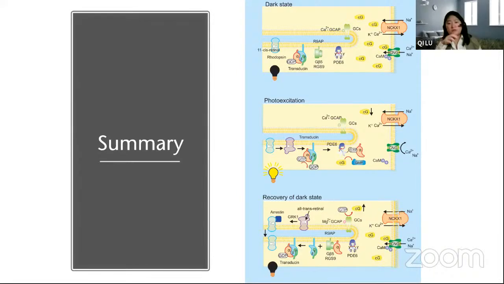Then the GTP is hydrolyzed, leaving the GDP. After that, the alpha subunit will dissociate from PDE6 and then bind back to the beta and gamma subunits of the transducin.